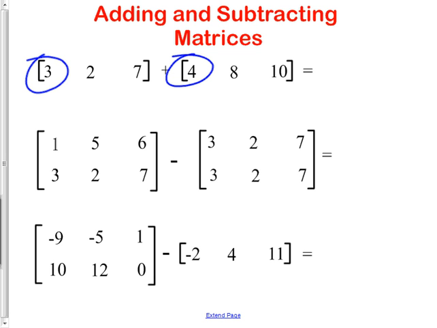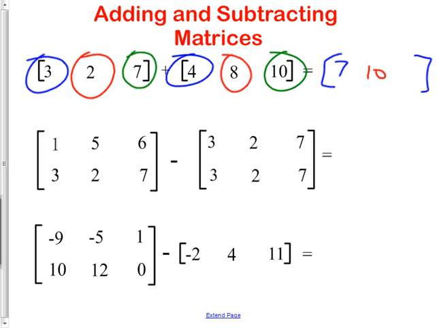7. Is that the final answer to this question? No, that's the first part to the question. And then corresponding with the 2, I have an 8, and so that will make 10. And then corresponding with the 7, I have a 10, and that makes 17. So my answer is 7, 10, 17. That's all there is to it.